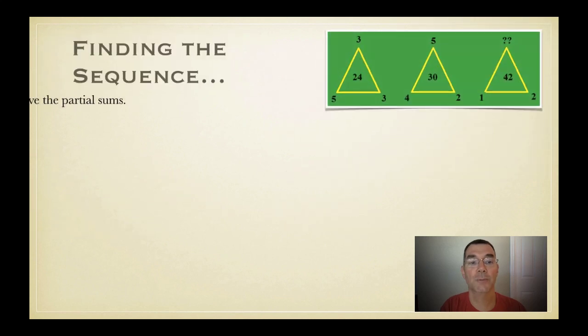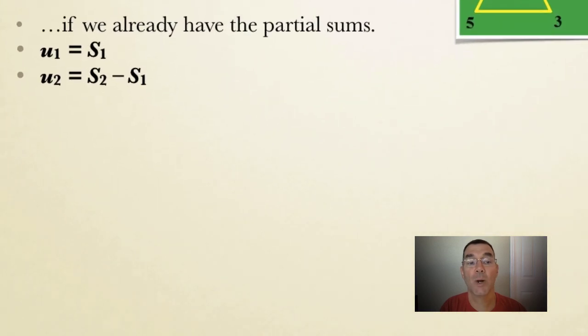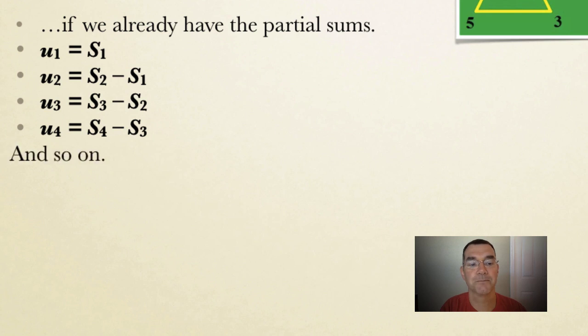All right, so up until now I've given you the sequence and asked you for the partial sums. Now I'm doing the exact opposite. I'm giving you the partial sums and I'm asking you to find the sequence. What I know is that the first term is equal to the sum of the first one term. So that's an easy thing to find. The second term is just going to be the sum of the first two terms minus the sum of the first one term. The third term is going to be the sum of the first three minus the sum of the first two, and so on.